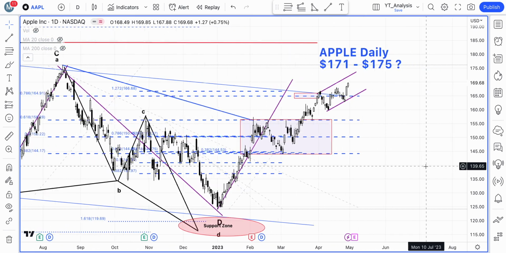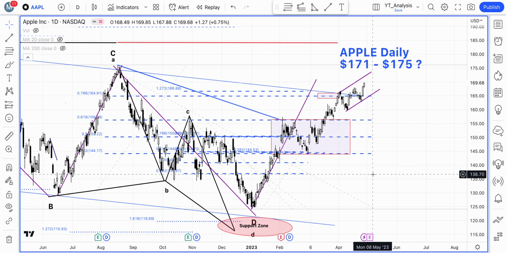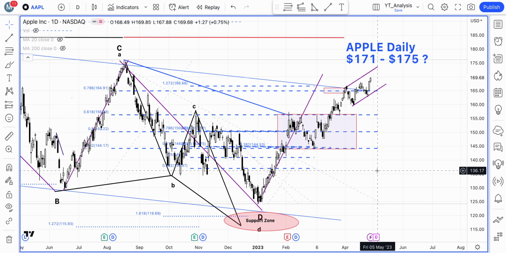Now I'm going to move to the weekly chart. Last month I had done a video, we'll put a link on that, in which we had looked at the Apple stock and the Microsoft stock from a longer term perspective. And on a weekly chart, we do have a target of $171 to about $175 per share level. We'll just cover that in a moment.